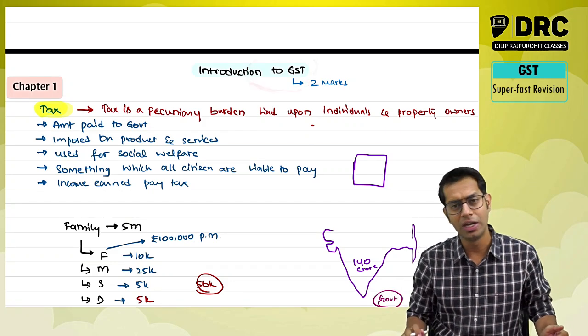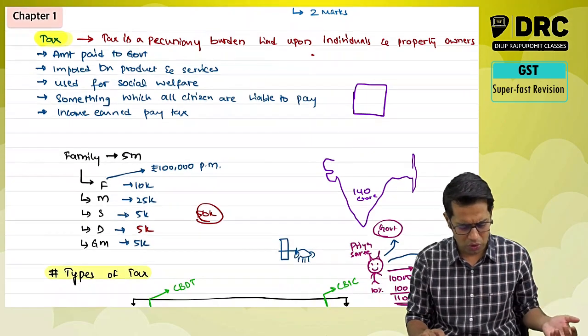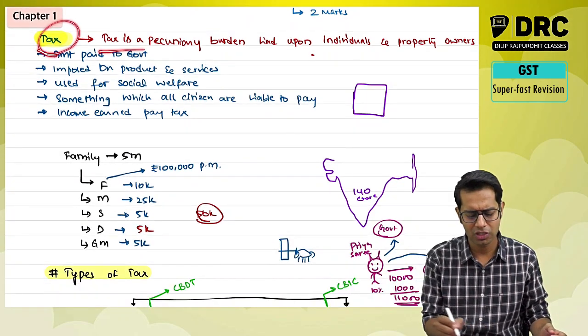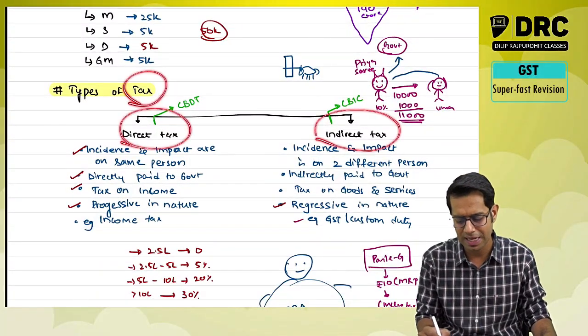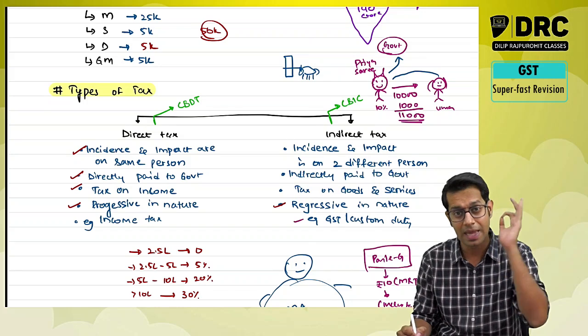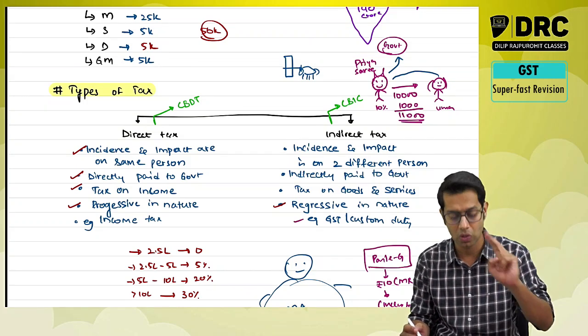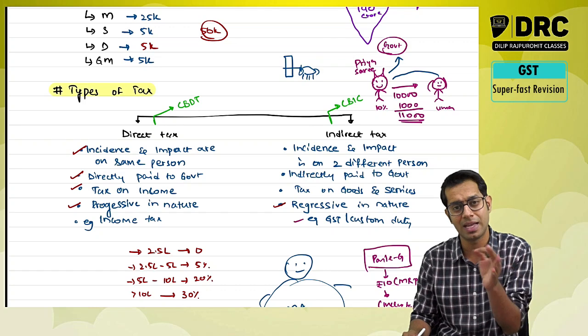From the introduction topic, you will majorly get MCQ based questions. What do you mean by tax? Tax is a pecuniary burden laid upon individuals and property owners. There are 2 types of taxes: direct taxes and indirect taxes. In direct taxes, the incidence and impact are on the same person. In indirect taxes, the incidence and impact are on 2 different persons. Direct taxes are progressive in nature and indirect taxes are regressive in nature.